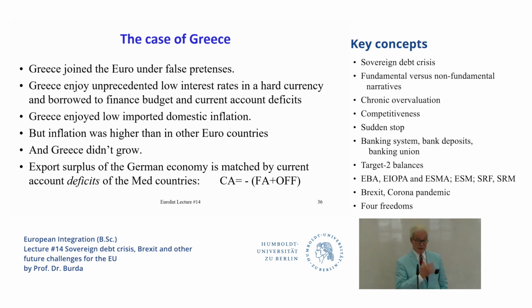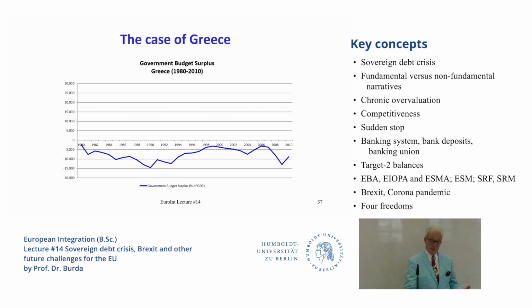I showed this last week. They had low inflation, but high interest rates meant that there was probably the wrong kind of investment in housing and not enough in developing a competitive industry, because the price of Greek output was just too high relative to the rest of the European Union. So the current account deficits of the Med countries were significant. So we had this picture last week just to remind you.